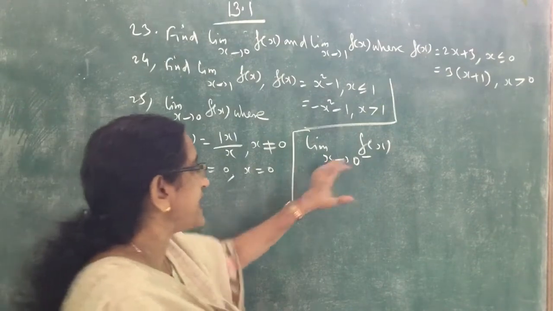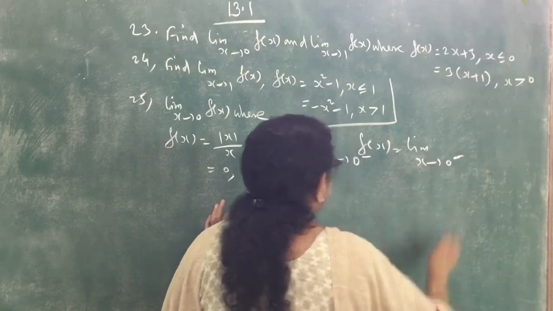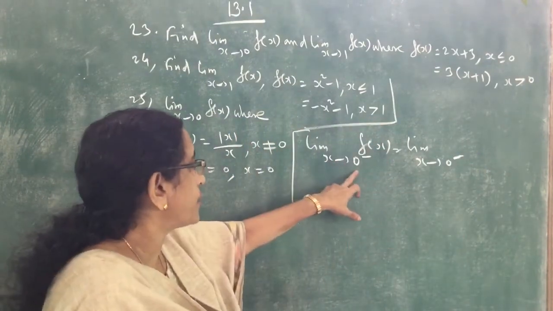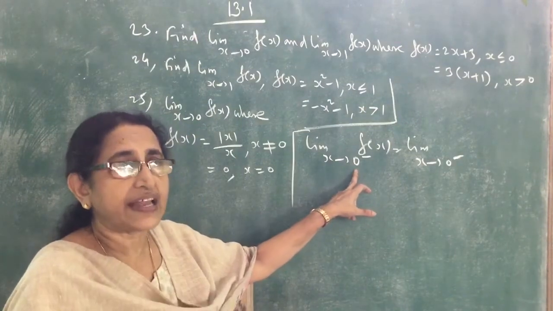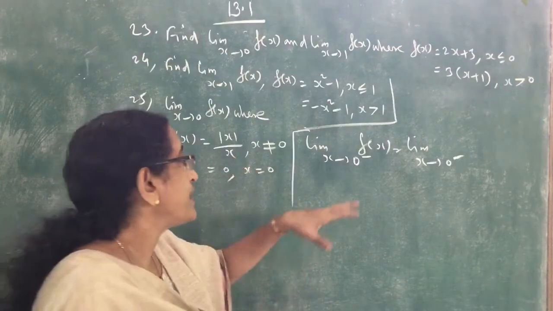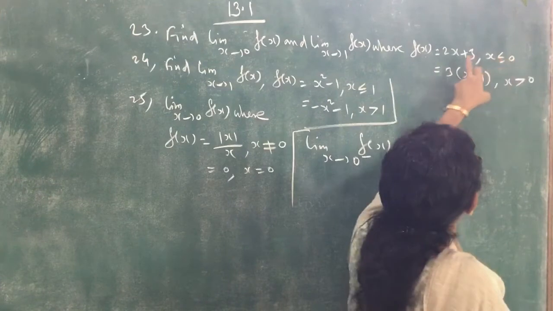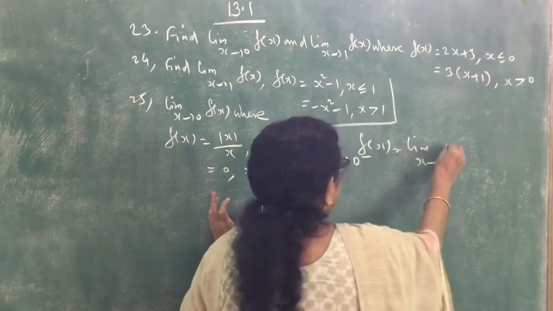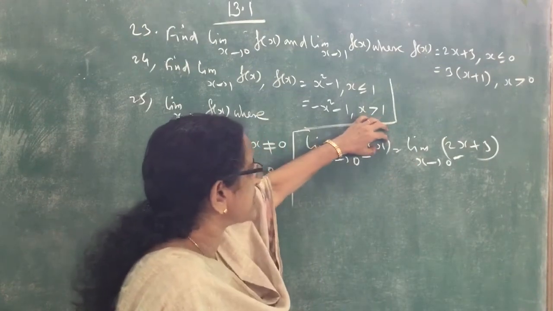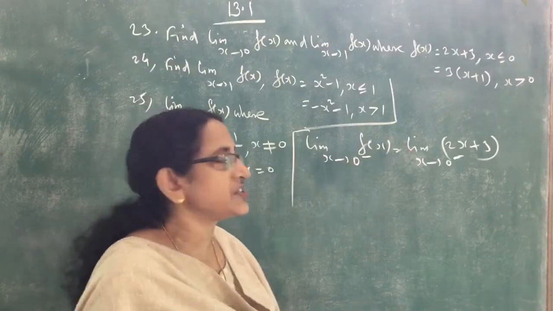So that is equal to limit x tends to 0 minus. So we have to write the function f of x when x is less than 0. In the left limit, x is less than 0 and x is coming very close to 0. So when x is less than 0, what is the function? When x is less than 0, f of x equal to 2x plus 3. In the place of f of x, we should write f of x when x is less than 0. So that is the function 2x plus 3.